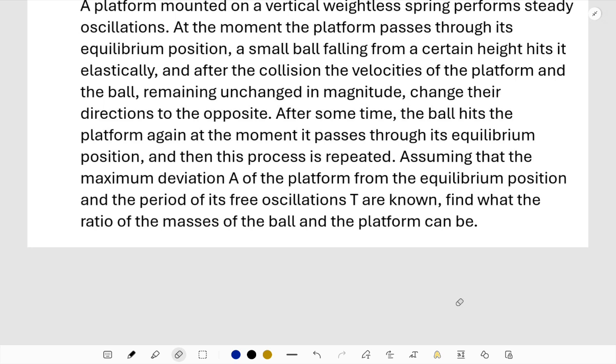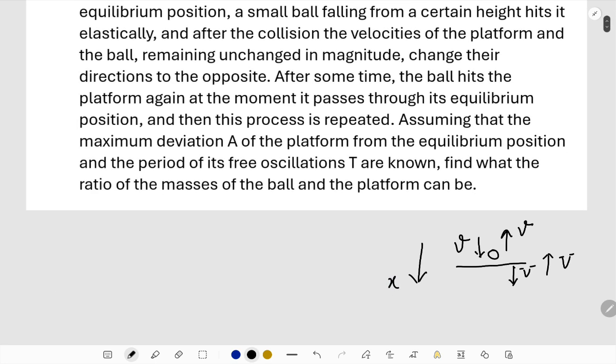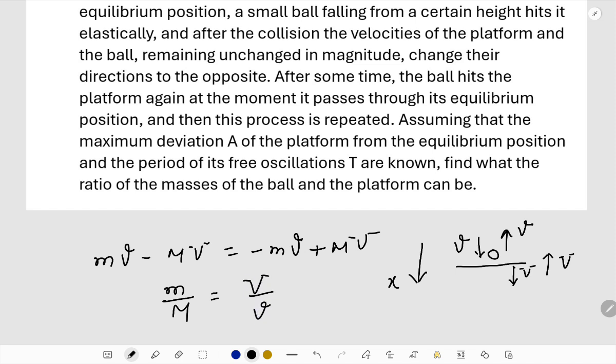So I can write, suppose the situation is something like this. At the initial moment, the platform is moving with some velocity V, and the ball is coming down to hit with velocity v. And after collision, the ball reverses its velocity and the platform as well. So I can write a conservation of linear momentum here, and for this I took the positive x-axis downward. Before collision I can write the momentum of the ball as mv and the momentum of the platform as minus MV, and it gets reversed simply after collision. This equation gives us the ratio of masses of the ball and platform, and that will be simply V by v, so inversely proportional to their initial velocities.